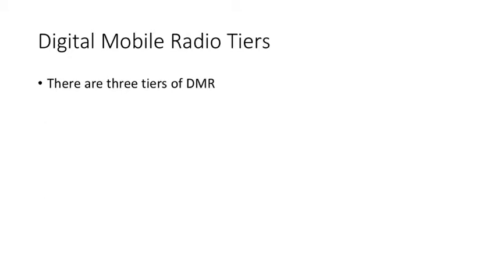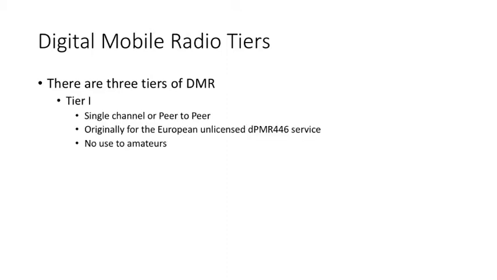All right, so let's talk about digital mobile radio. The standard set 3 tiers. Okay, so there's 3 tiers of DMR. There is tier 1. This is a single channel or a peer-to-peer network. A tier 1 radio cannot be used with a repeater system. Okay. It was originally set up for the European unlicensed digital private mobile radio 446 service.